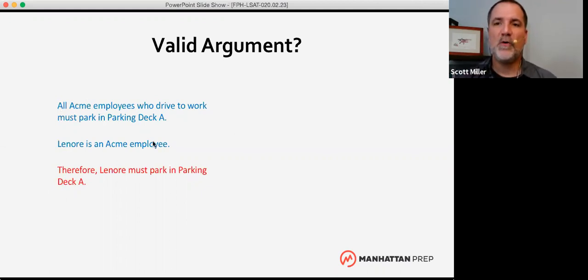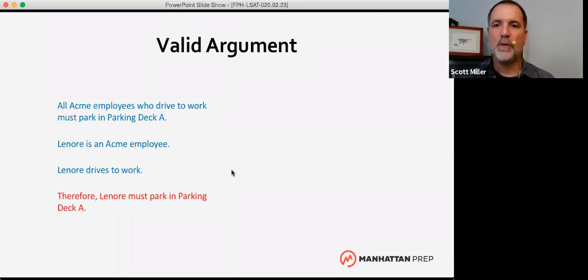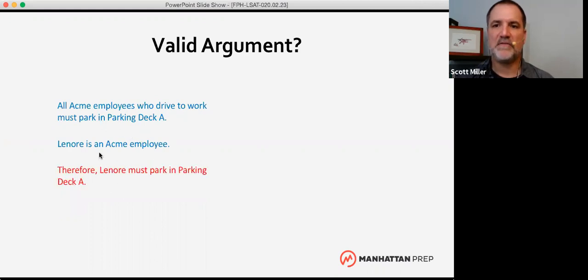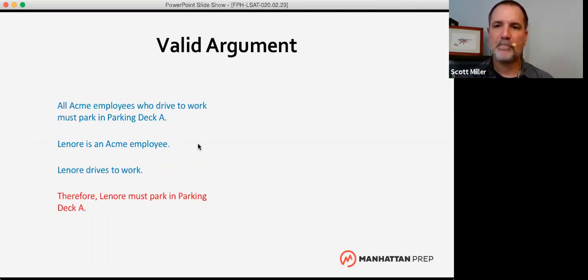There are two parts in this first premise: Acme employees who drive to work. All we know is that Lenore is an Acme employee, so in order to reach this conclusion, we would also have to know that Lenore drives to work. So this premise was missing from my original argument. And this is what you're going to see. Now these three premises together do give us all the information that we need to draw this conclusion. That's another way of describing a valid argument.